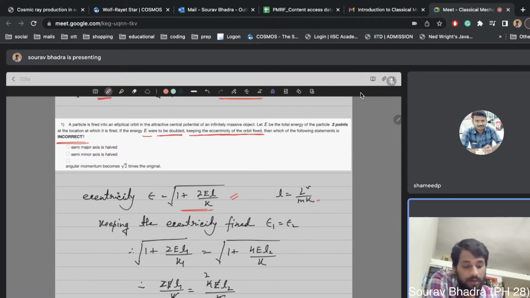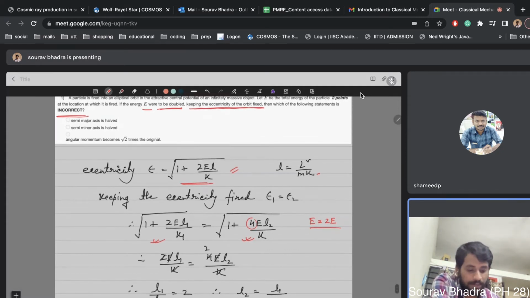Now the equation says that we have doubled our energy, but the eccentricity is the same. So this is the expression of the eccentricity when we have energy E, and this is the expression of eccentricity where we have energy 2E. That's why the 4 comes instead of 2. And L1 and L2 are the corresponding semi-latus rectum of that particular trajectory.